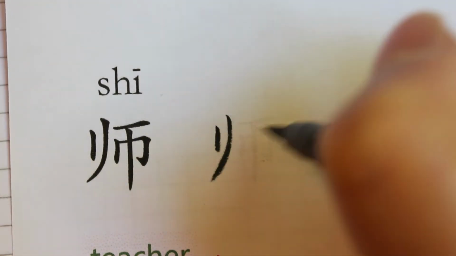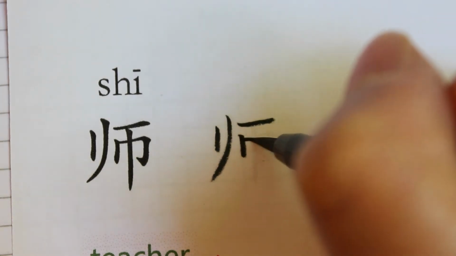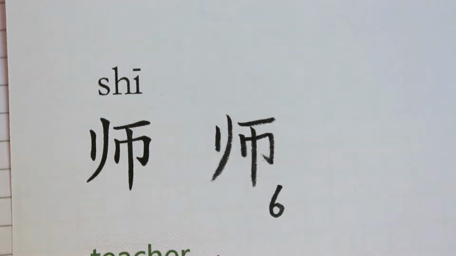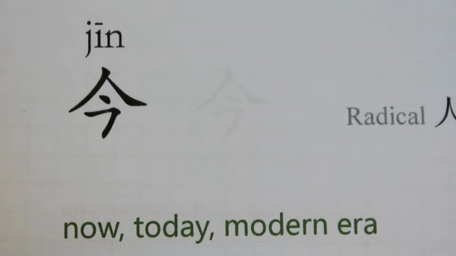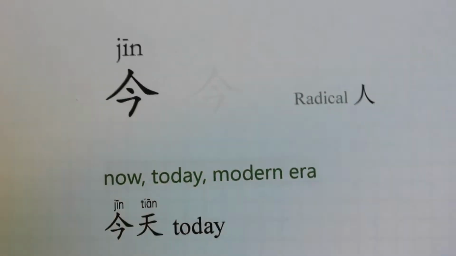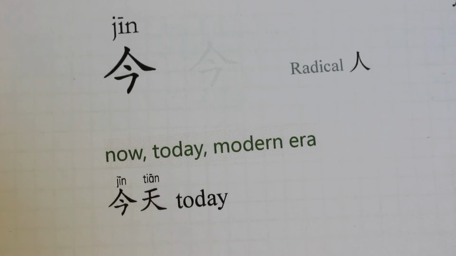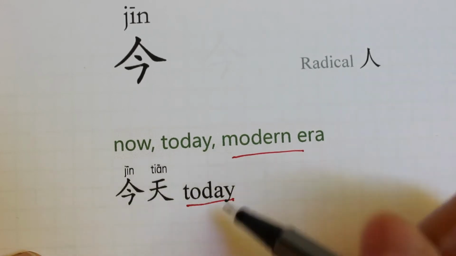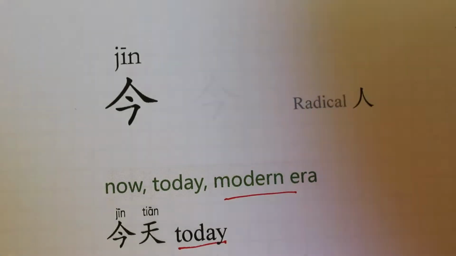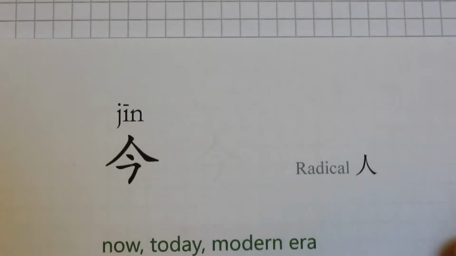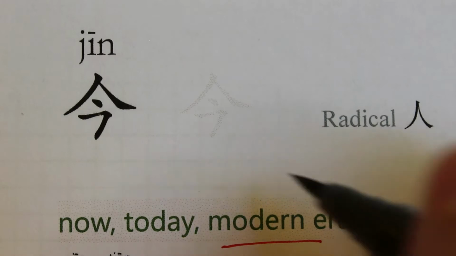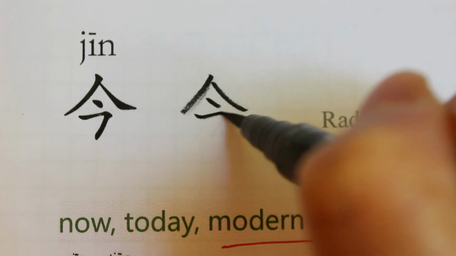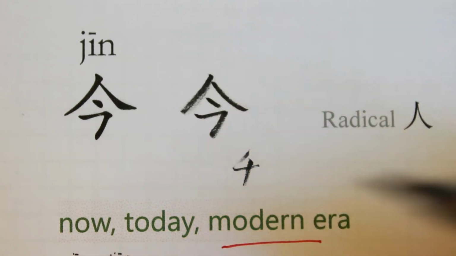一、二、三、四、五、六. So 师 has 6 strokes. The next character is 今, and it has the meaning of now, today, and the modern age. Okay, 今天 is very simple, it just means today. Okay, now let's write 今 together. 一、二、三、四. So 今 has 4 strokes.